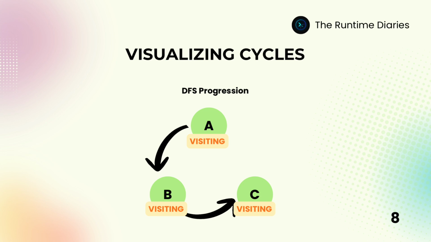Now from C, we try to move back to node A, but wait, A is already marked visiting. It's still in our current recursion path. We haven't finished exploring A yet. This means we found a cycle. A depends on B depends on C, and C depends on A. That's a loop. We immediately return false.